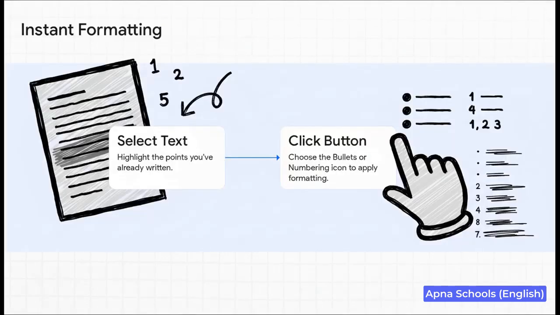And what's great is how simple it is. You don't have to format while you type. Just get all your points down, highlight them, and then, with a single click on either the bullets or the numbering icon, bam! Word does all the heavy lifting for you.